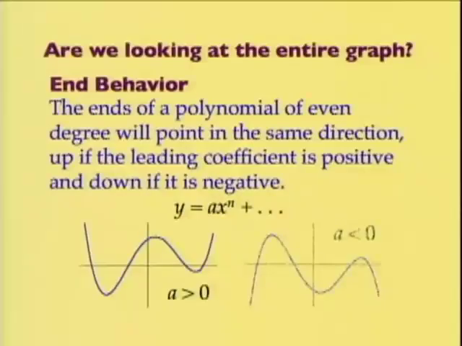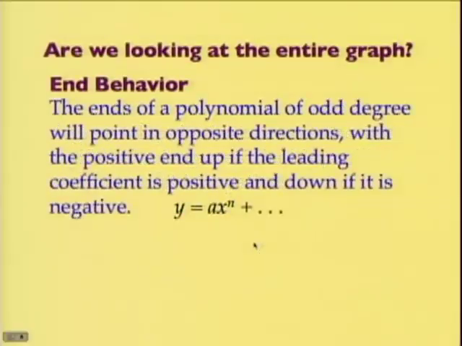It's good, okay? But if that a is negative, it'll take those positive values and turn them down, make them negative. So I just flipped it over, really. If that leading coefficient is negative, it'll flip it down. But with even degree, they're both going to go in the same direction. Now, with odd degree, different things happen.